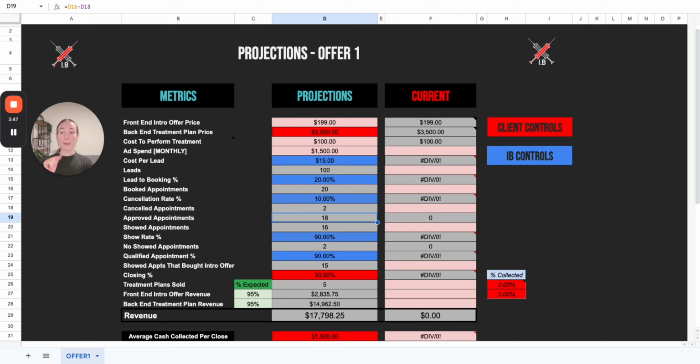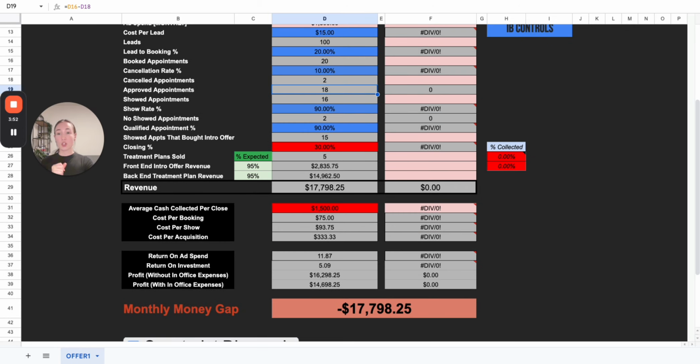So let's scroll a little bit further down to the revenue breakdown here, right? There we go. So here's how that breakdown works. The intro offer revenue, $2,835. Back-end treatment plan revenue, $14,962.50. That's total projected monthly revenue of $17,798.